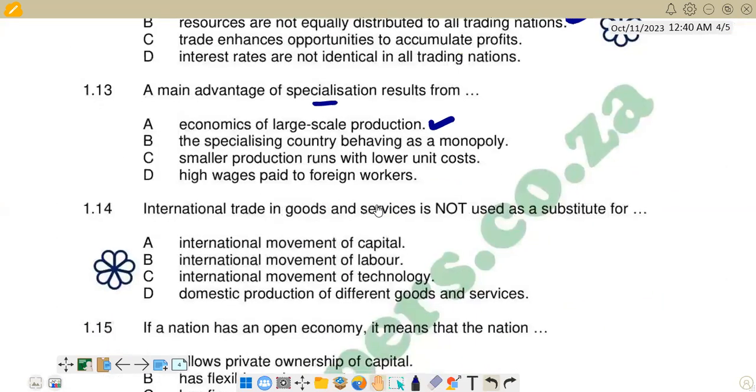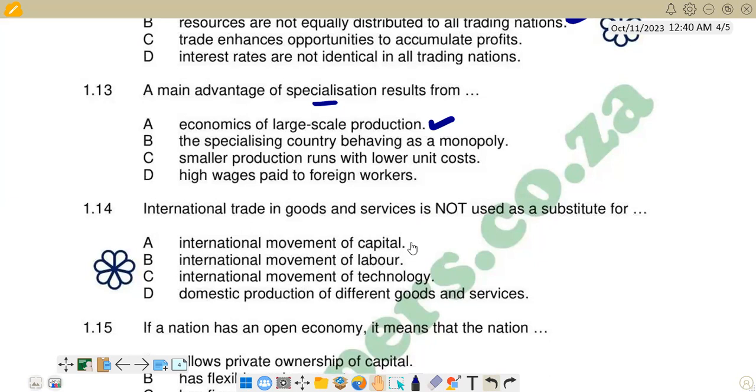Right, 1.14 is saying international trade in goods and services is not used as a substitute for. A, international movement of capital. It is used for that. So A is not correct. International movement of labor, it is used for that. When we have international trade, we have the international movement of labor and capital also.